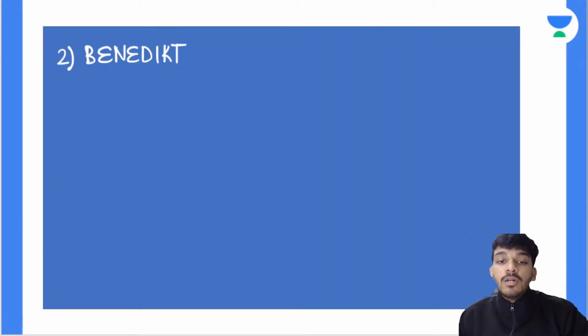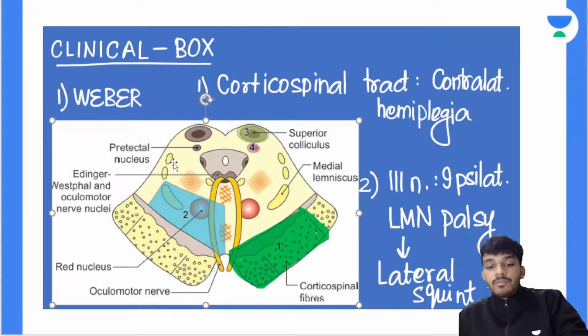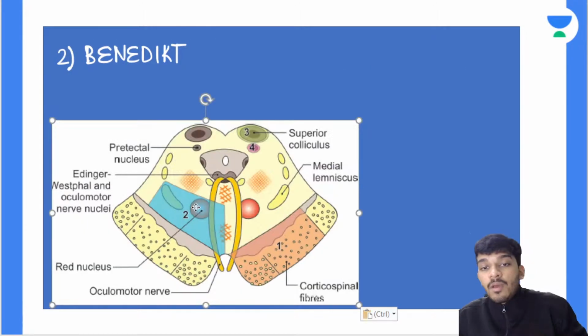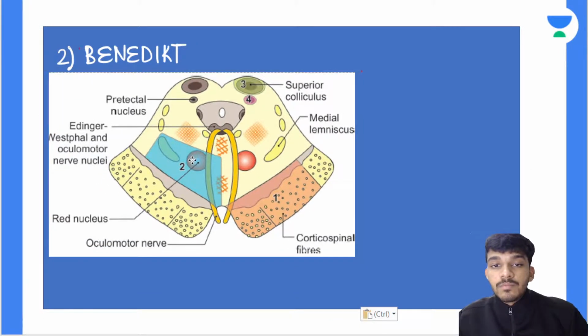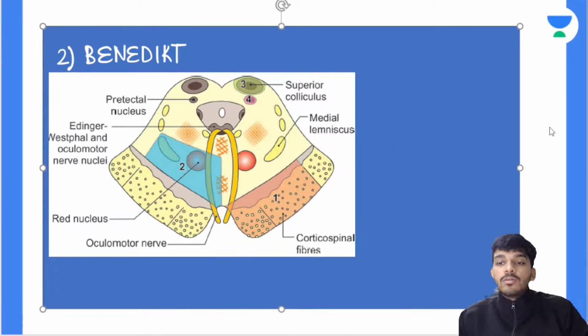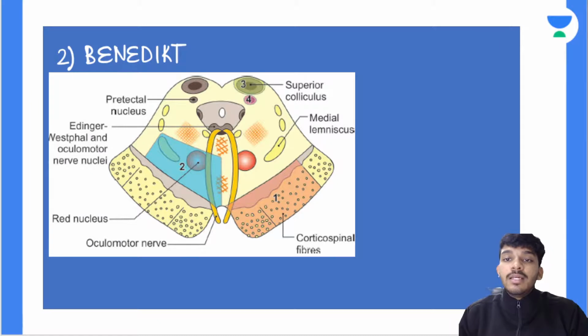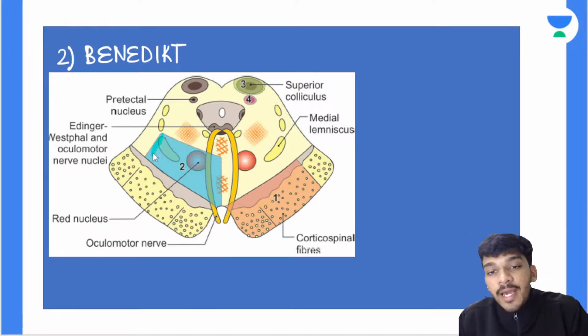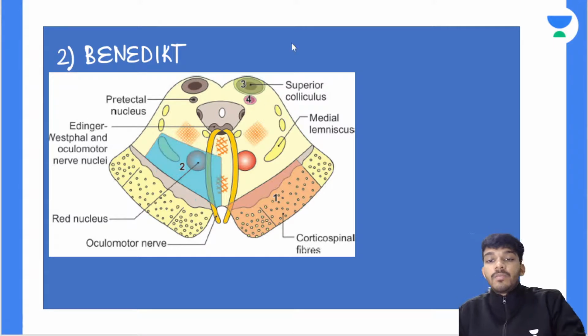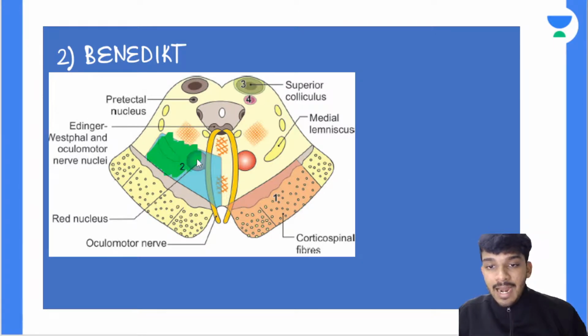Next, let's talk about Benedikt's lesion. Again, we will put this diagram so you can make out what Benedikt's lesion is. There is damage behind the substantia nigra. It's mainly a tegmental damage. This region is damaged. So you will have damage to the red nucleus, medial lemniscus and oculomotor nerve.